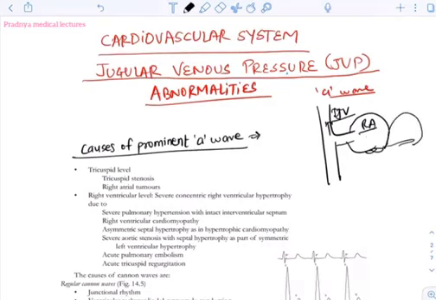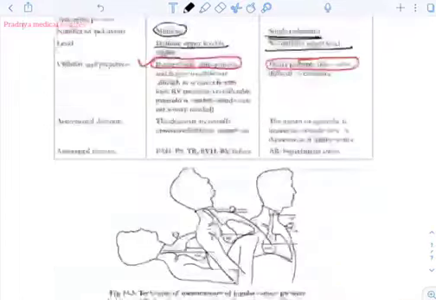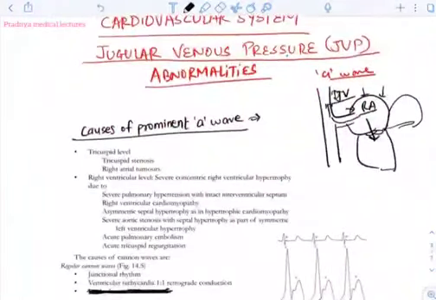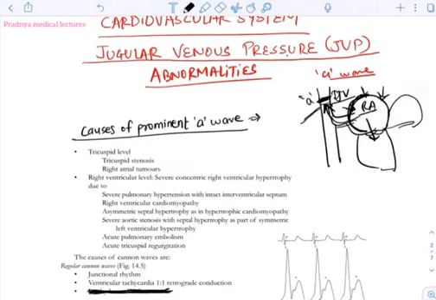So whenever the atria has to contract forcefully against the ventricle, some waveform will be transferred upwards to the internal jugular vein. Because of this waveform being transferred upwards, it produces a wave, that is the A wave. If this contraction is stressed further, the waveform will be more prominent. So in cases where the atrial contraction has to be very forceful, the A wave will be prominent.